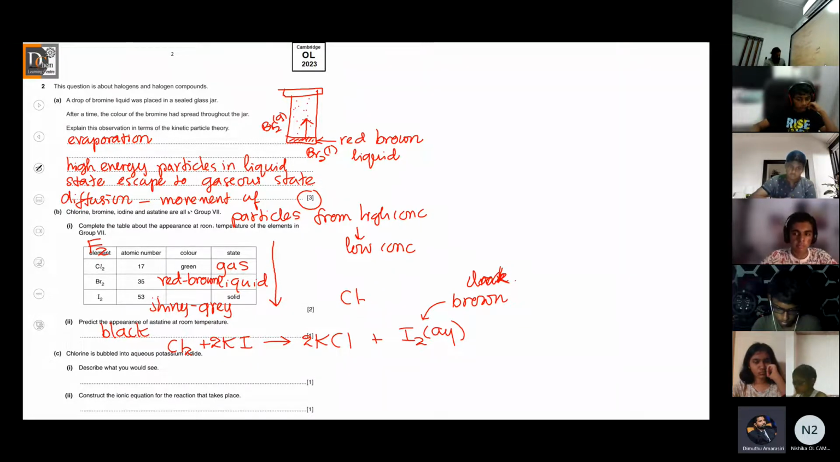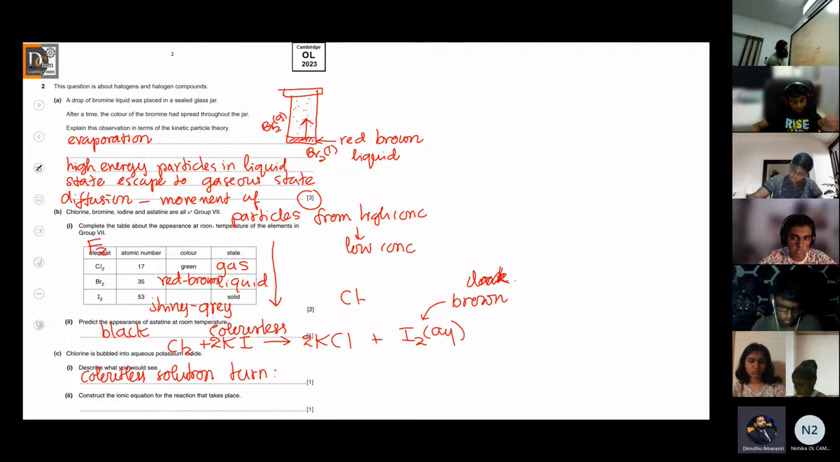Thereby, describe what you would see. It was a colorless solution, potassium iodide, one of the well-known reducing agents, by the way. It will turn into iodine. Iodine is dark brown. So what do you see? The colorless solution turns brown. Right? And construct an ionic equation.